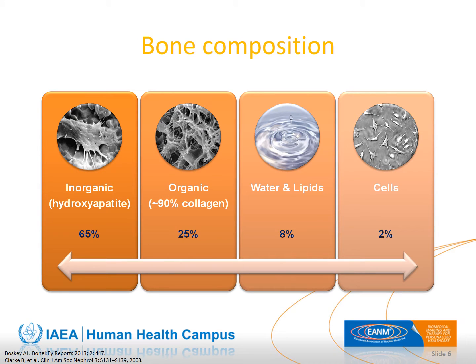Bone is a composite tissue that exists primarily of inorganic mineral in the form of hydroxyapatite. This mineral is embedded in an organic matrix that includes a complex mix of proteins, but mostly consists of collagen type 1. The remaining percentages of bone are composed of water, lipids, and cells.